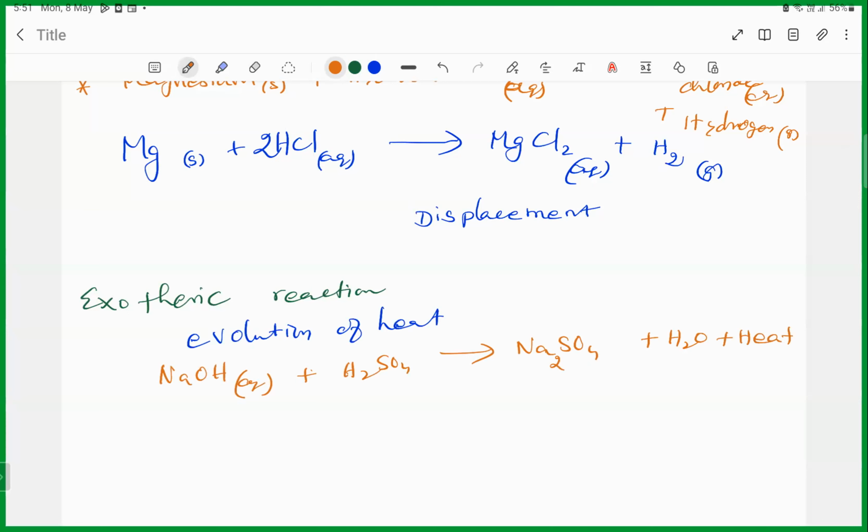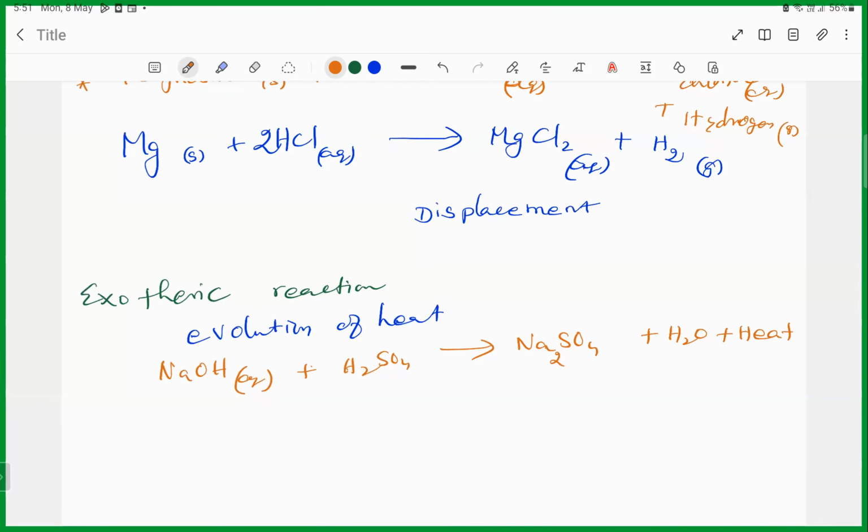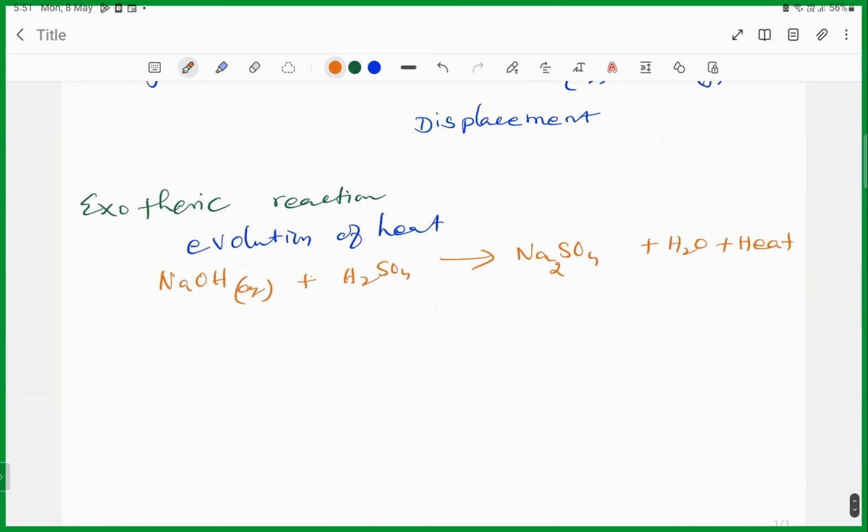If you are mixing the substance, you have to touch the outer side. If it is hot, then it is called exothermic. If you have a sodium hydroxide pellet, put it in water, and touch the outside and it feels hot, that is called an exothermic reaction. So if you're balancing, it will become 2NaOH.